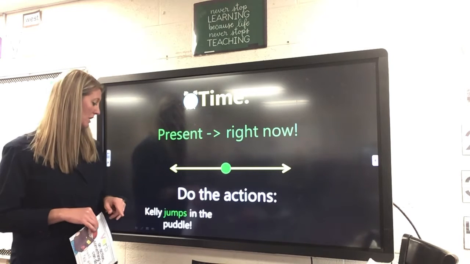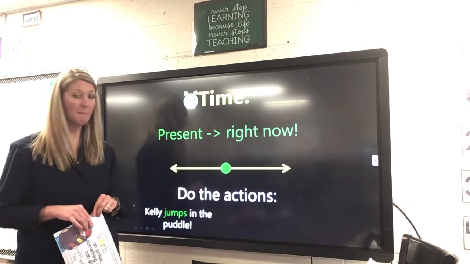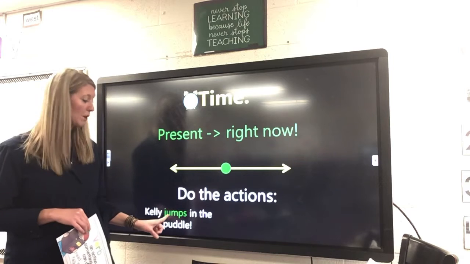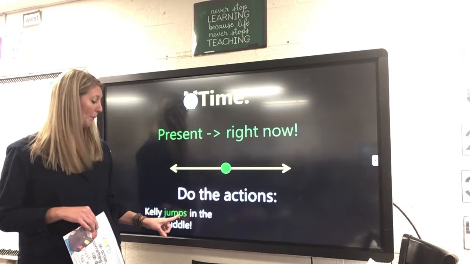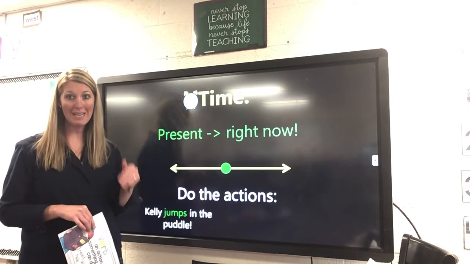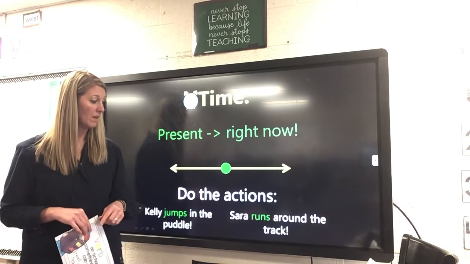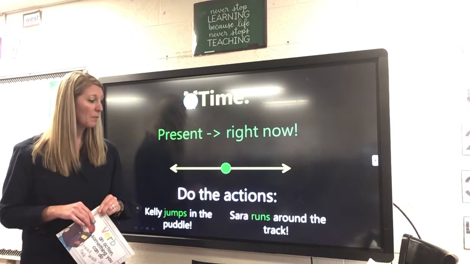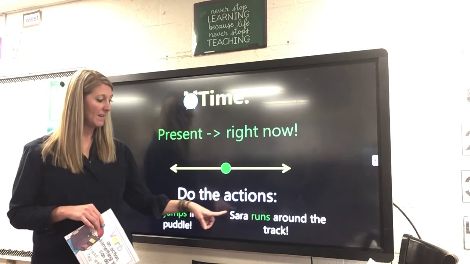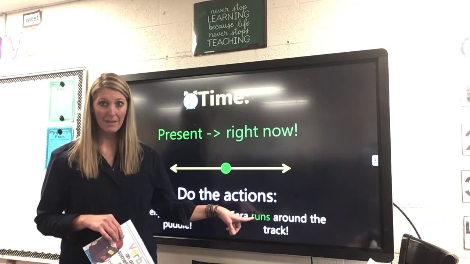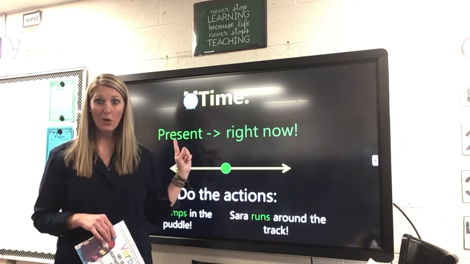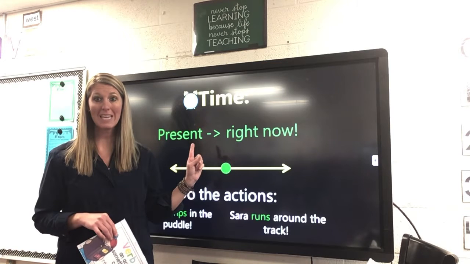So do the actions. Kelly jumps in the puddle. See the verb jumps. We add an S to it to show that it's happening now. Or Sarah runs around the track. Now runs is our verb, and it has an S on it to show that it's happening right now. It is present.